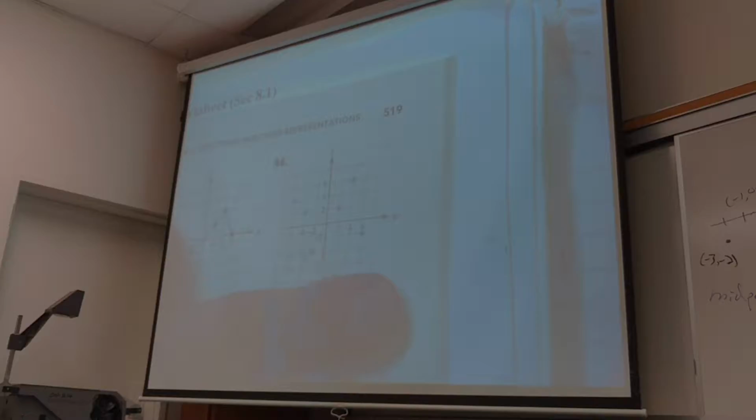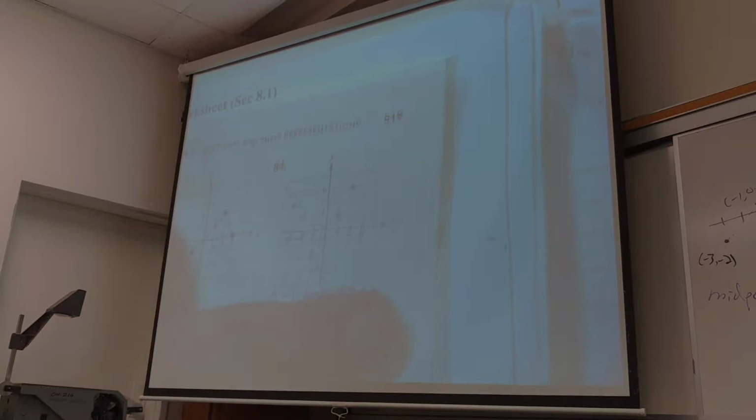-4. What about 0? No. So far I got -6, -4, -2, 2, 4, 6. So that's the domain. It's just those. Okay. There. That's the domain.